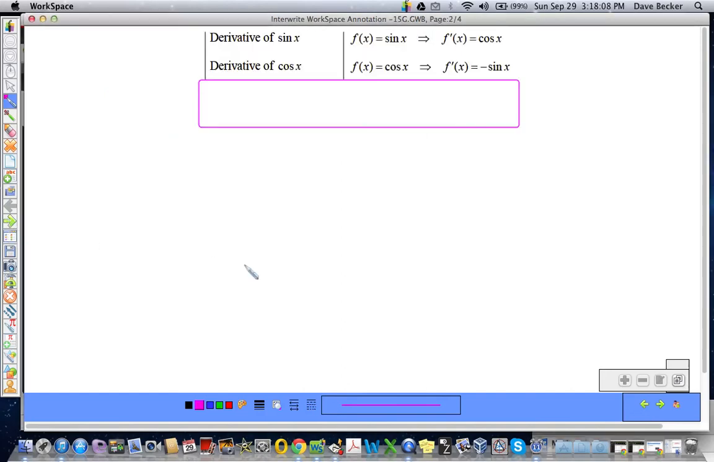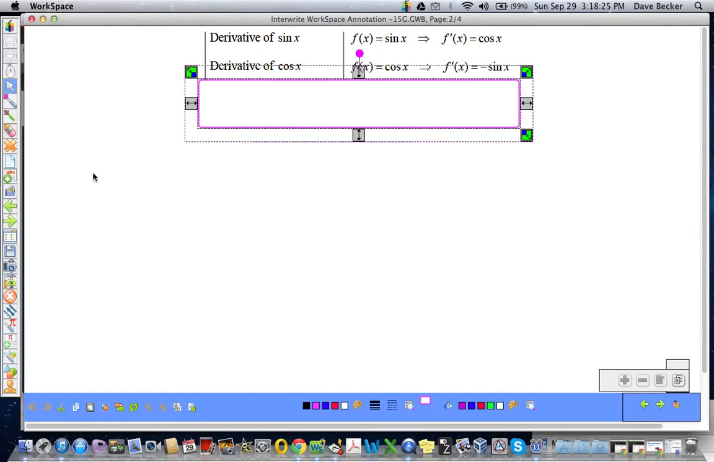So there we go, our two biggies. Derivative of sine x is equal to cosine x. And the derivative of cosine x is equal to negative sine x. Okay, and we did that by visual proof. I'm not going to show you the formal proof right here.